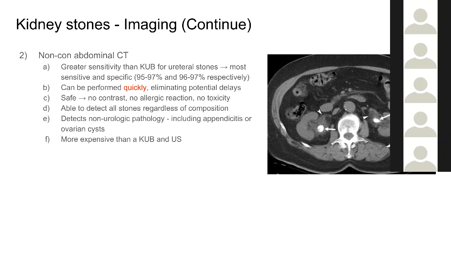And you can also evaluate other pathology, like appendicitis or ovarian cyst, because when people come in with abdominal pain, if it's a right lower quadrant pain, then you think about appendicitis, but sometimes it could be a stone stuck somewhere along the ureter, and it could be an ovarian cyst also. So that's why it's also good to exclude other differential diagnoses. The only negative thing about it is that it's a little bit more expensive than KUB, and ultrasound is a little more time consuming than the other techniques.